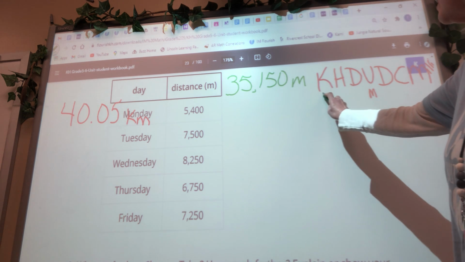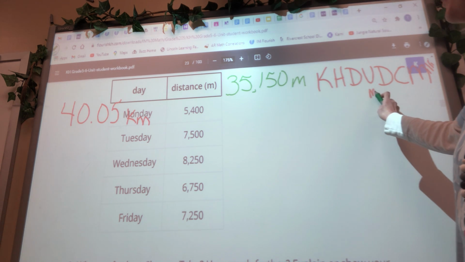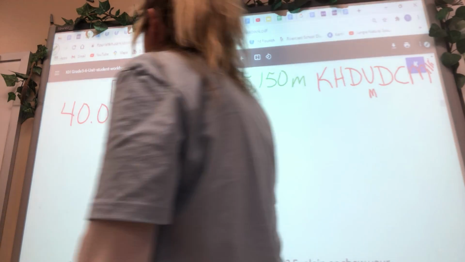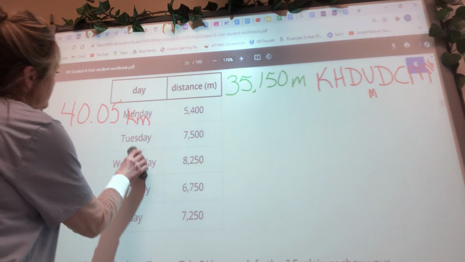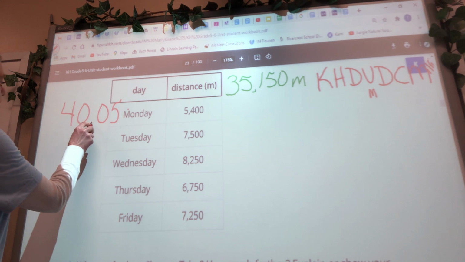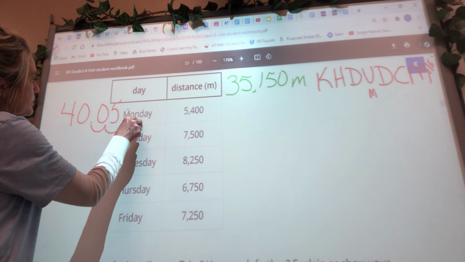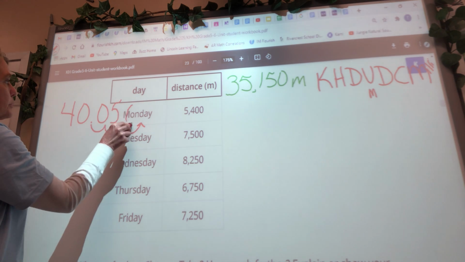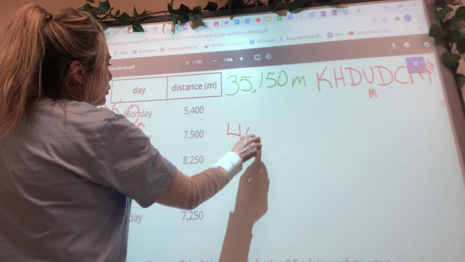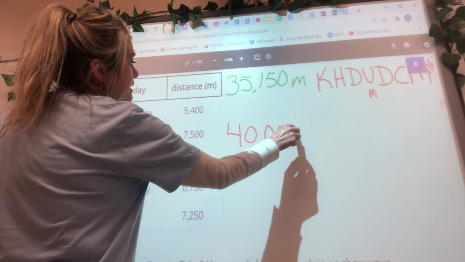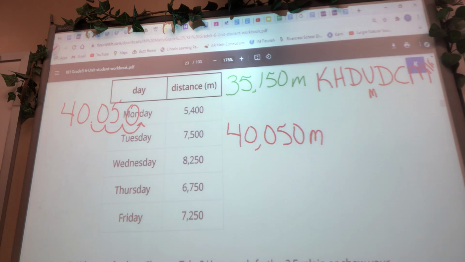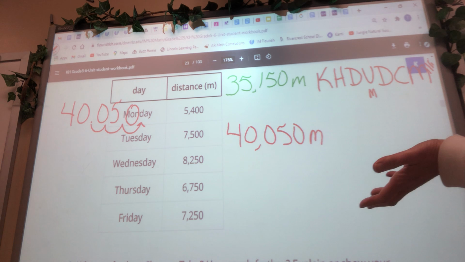So Tyler did his in kilometers, so he's at K, and he wants to get to meters. So that would be 1, 2, 3 multiples of 10. Right now our decimal place is here. So if I move it 1, 2, 3 multiples of 10, I would have one empty drop loop. So I would put a 0. So Tyler ran 40,050 meters.